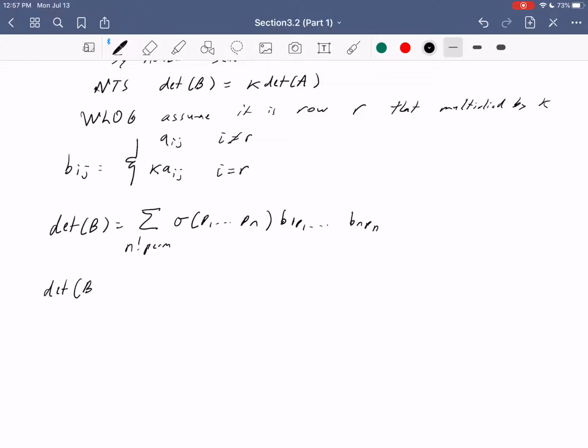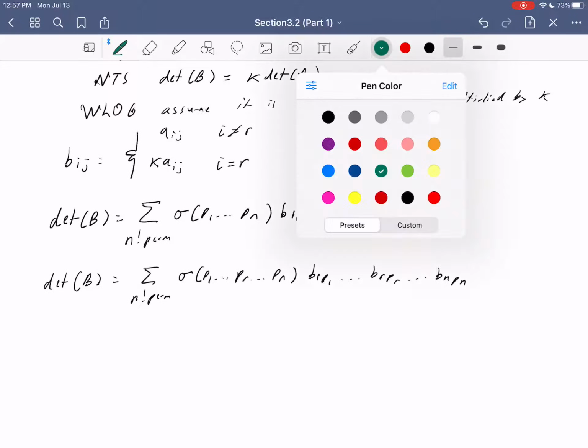So now the determinant of B is the sum over the n factorial permutations, the sign of P1 down to PR down to Pn, B1P1 down to BRPR down to BNPN. Okay, now again, let's do our same thing.